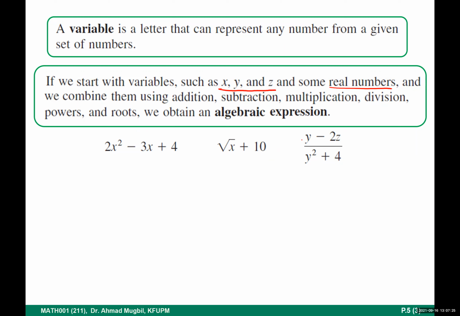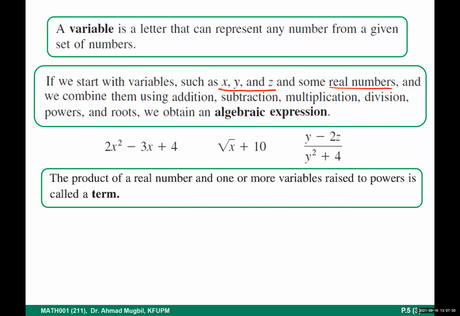Now, there are some specific types of algebraic expressions. Let's talk about a term. This is the formal definition, by the way. What is a term? It is the product of a real number and one or more variables raised to a power. Like here, we have a variable, x, raised to a power, 2, multiplied by a real number, 2. So this is a term. This is a term. This is a term. We have 3 terms here.